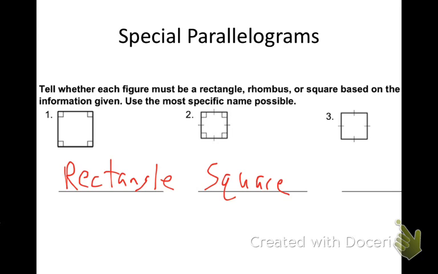And what about number three? All right, last one, number three. What shape is number three, Allie? That is a rhombus. Nice job.